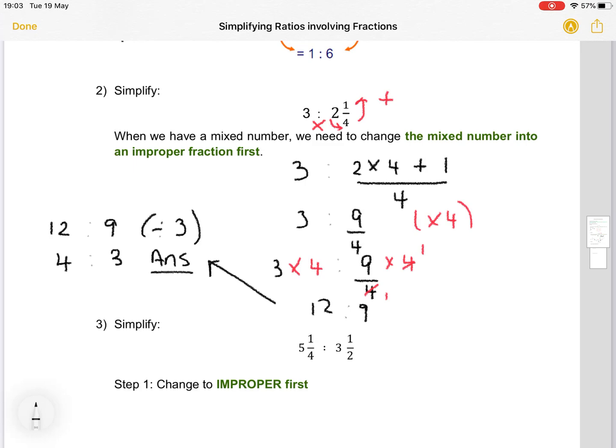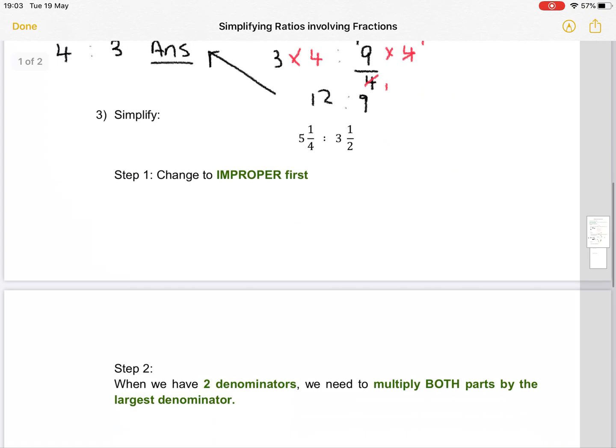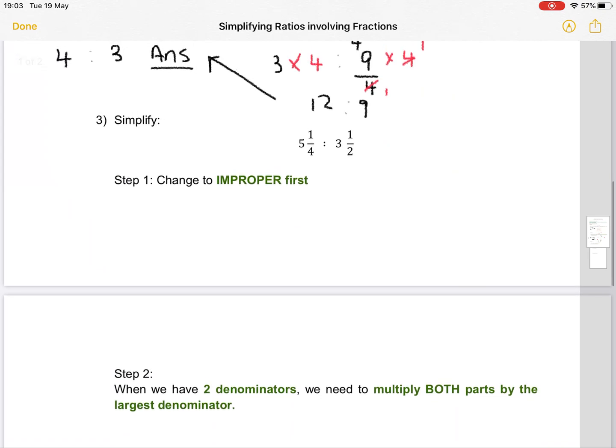Now, example 3. Okay. We have: simplify 5 and 1/4 is to 3 and 1/2. First of all, we need to change to an improper fraction first.